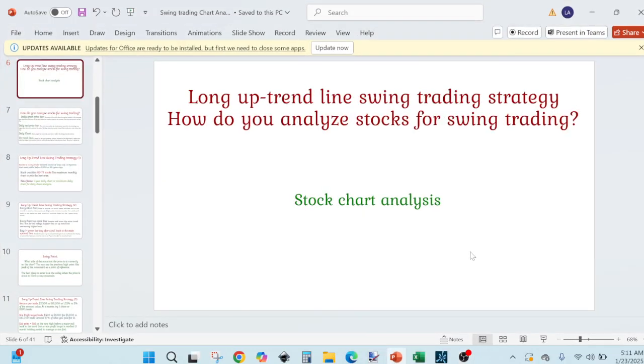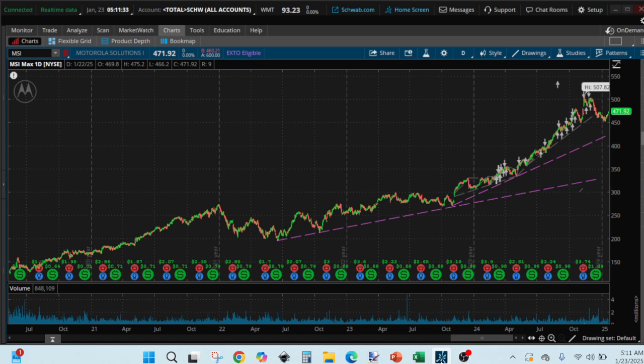Hello, how do you analyze stocks for swing trading if you are using a long option swing trading strategy? We have the thinkorswim platform open. If you have just a Schwab account, you will be able to use thinkorswim for free and download it to your computer, and I think you can use a web version as well.